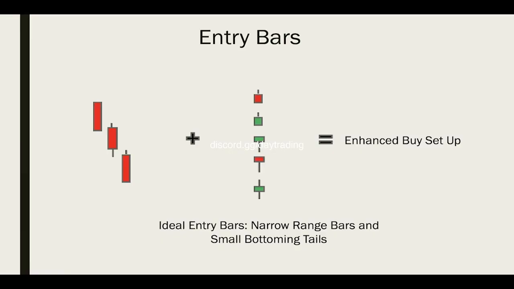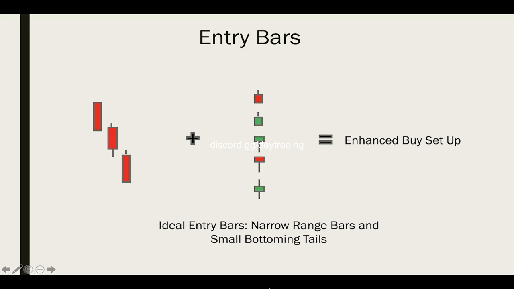The ideal entry bars that you want to see at the end of a pullback look like this. They're either narrow range bars or they're small bottoming tails. We want to see small bars, right? Either small narrow range bars or small bottoming tails. And this is where really understanding the types of candlesticks that exist becomes really important.